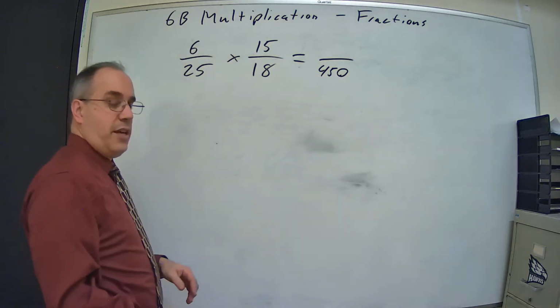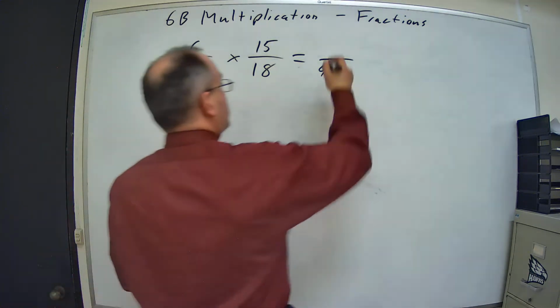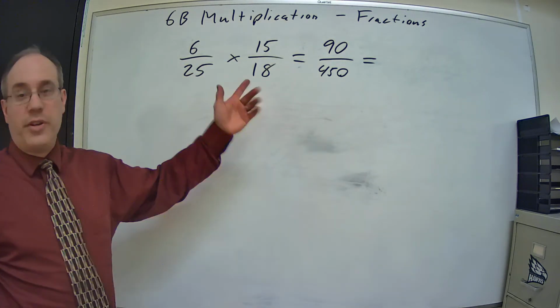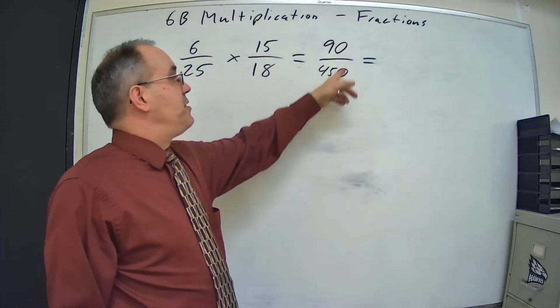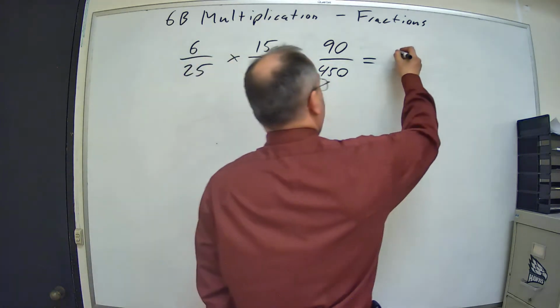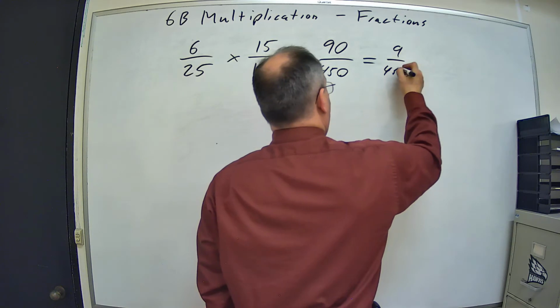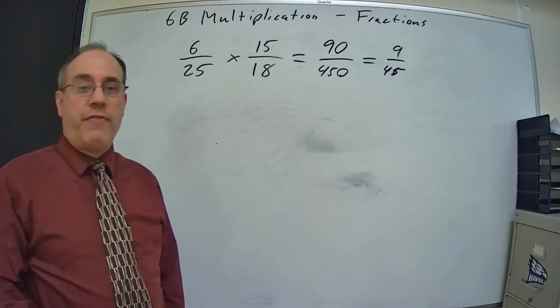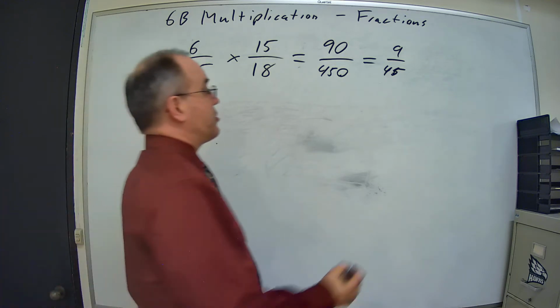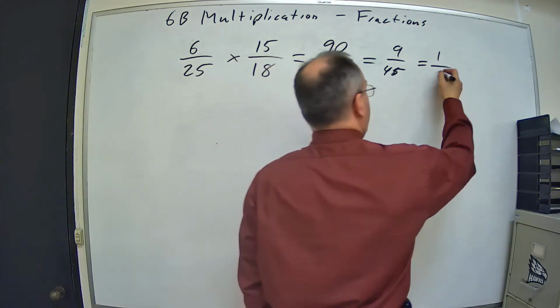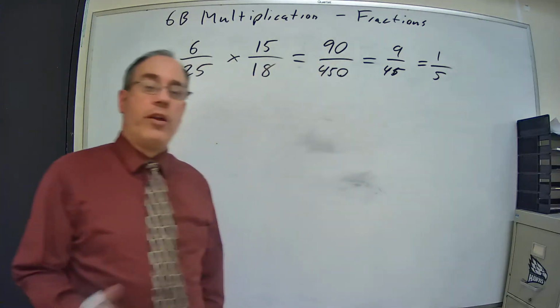Six times 15, that's 90. Now I've got to reduce. Well, I see zeros, so I can divide both the numerator and the denominator by 10, which gives me 9/45ths. And then I also see that 45 is divisible by 9. So 9 divided by 9 gives me 1. 45 divided by 9 gives me 5. And I come out with 1/5.